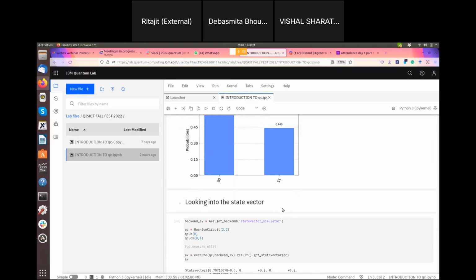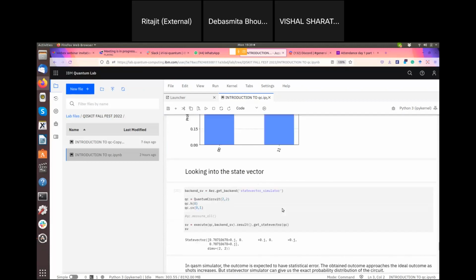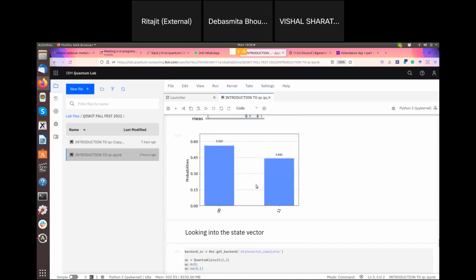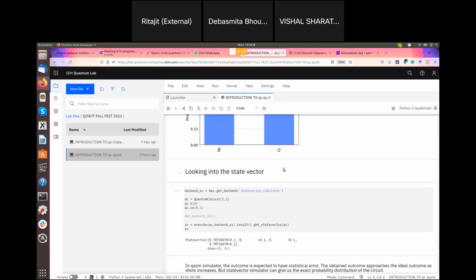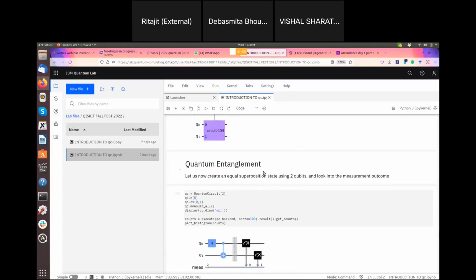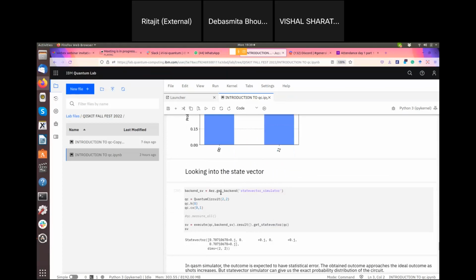The final thing, I think this is the last thing. Looking at the state vector, from here you can see this is 0, 0 and this is 1, 1. I'm not going into the detail of state vector; you will learn more about it in the following lectures. Till now we have run it in QASM simulator, right? Now we can choose the backend as state vector simulator instead of QASM simulator.